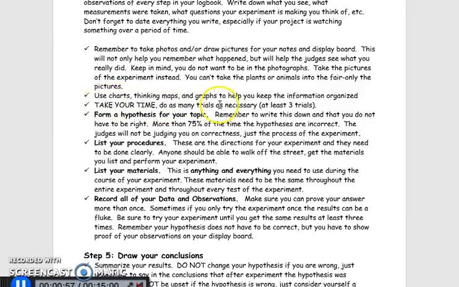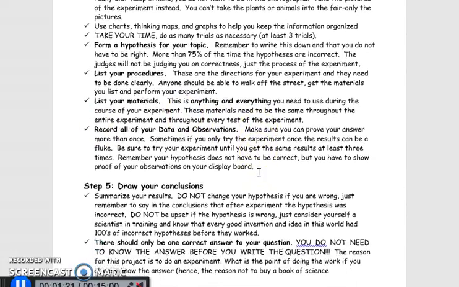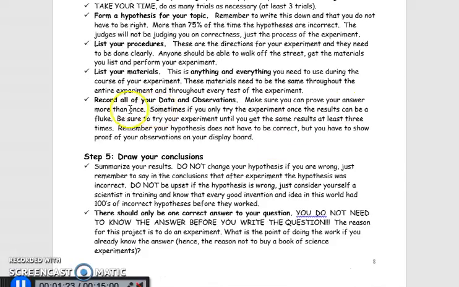Use charts, thinking maps, and graphs to help you keep the information organized. Take your time. Do as many trials as necessary, at least 3 trials though. And then of course you've already formed your hypothesis, you've got your procedures going on, you've got your list of materials. Make sure you have everything you need to do your experiment. And then record your data and observations. Make sure you're proving your answer more than once. That's why we do 3 trials at least.